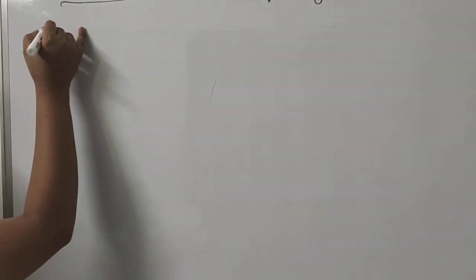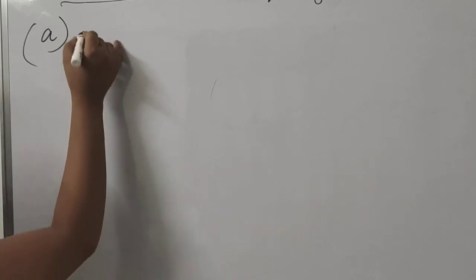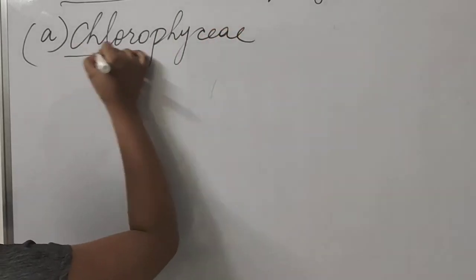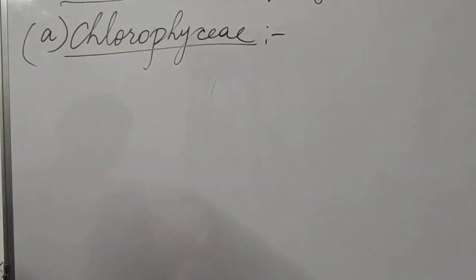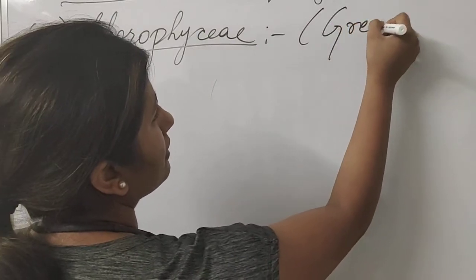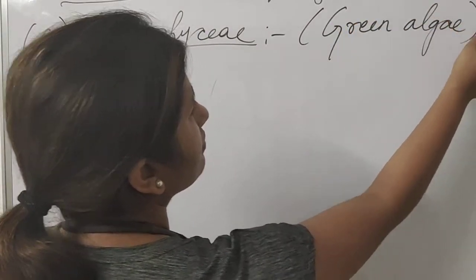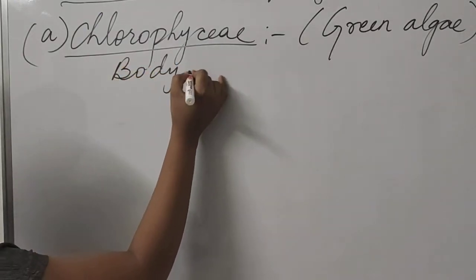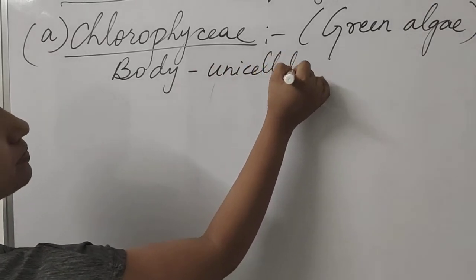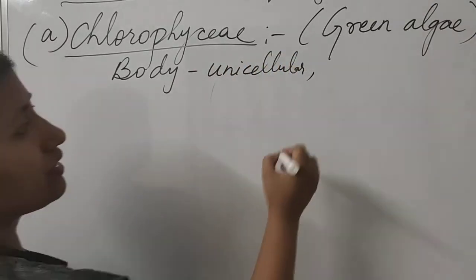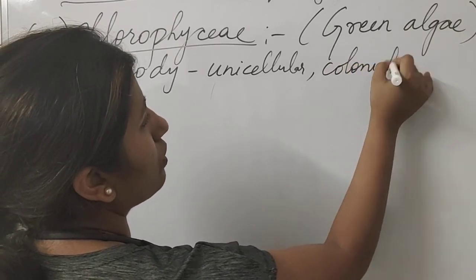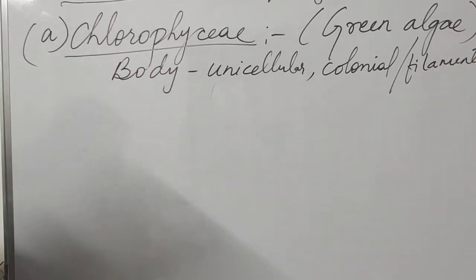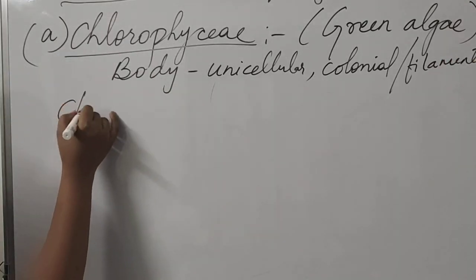The first class of algae is Chlorophyceae, also known as green algae. The body organization of Chlorophyceae is unicellular, colonial, and filamentous, which we have discussed earlier. Colonial means they stay in a group, and filamentous means they can be thread-like. And they possess chloroplast.